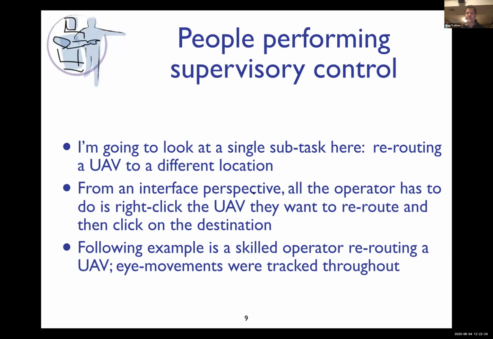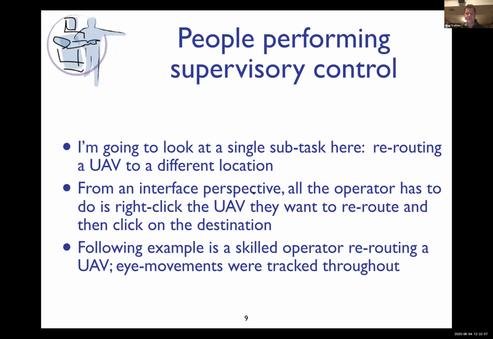So from that complicated task, I'm going to look at a single subtask here, essentially rerouting a UAV to a different location. And from an interface perspective, this is dead simple. Essentially, all the operator has to do is right-click the UAV and then click on the destination. So it is as simple as you can imagine. It's not complicated.